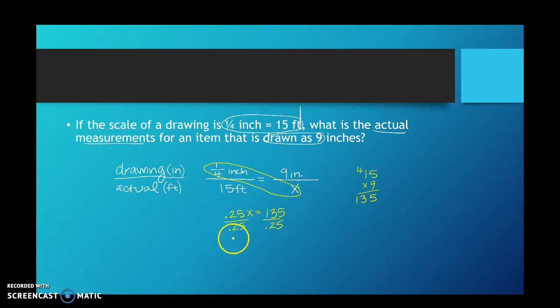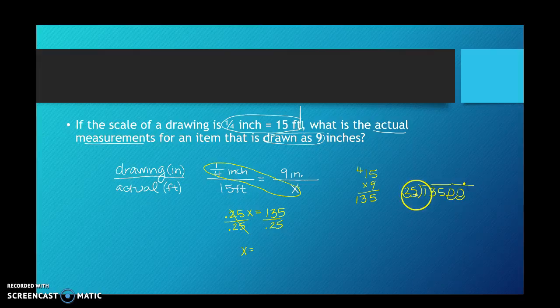All right. These cancel. So X is going to equal 135 divided by 0.25. Well, there's a decimal point on the outside, so I have to move it twice. Do the same on the inside. 1, 2. Add my zeros. Raise it to the roof.